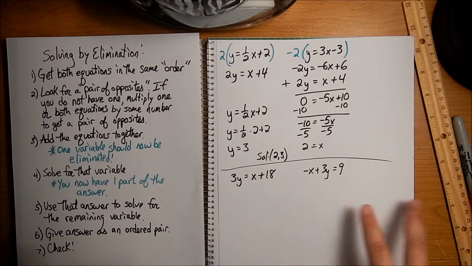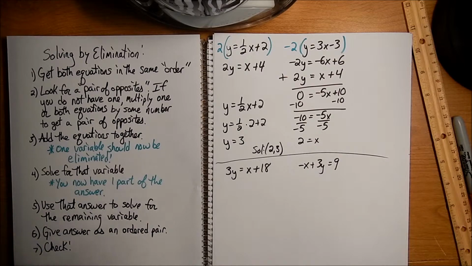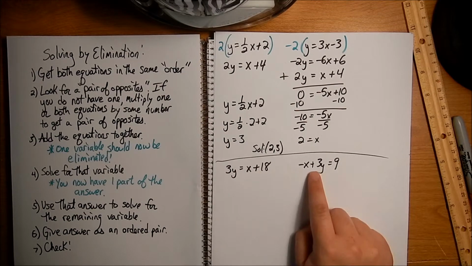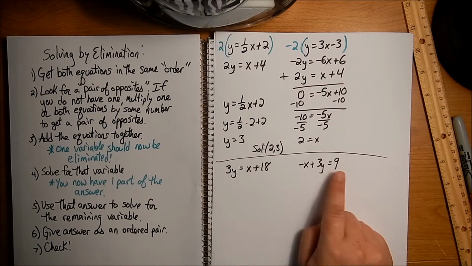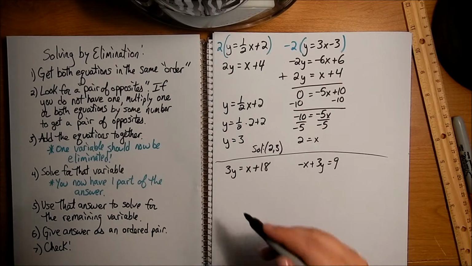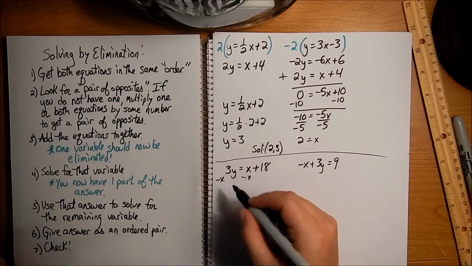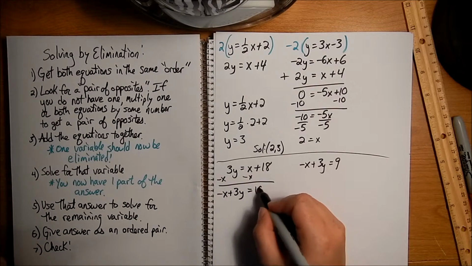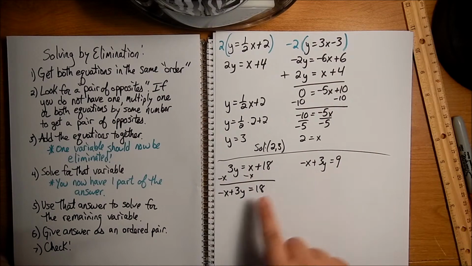Let's check out this one down here. Are they in the same order? No. I have y on the left, x and some number on the right. Over here I have x and y on the left and some number on the right. So it doesn't matter which one you make look like the other. That's up to you. I think I will... What will I do? I'll move this x over. So now I have negative x plus 3y equals 18. Okay, great. So now they're in the same order.